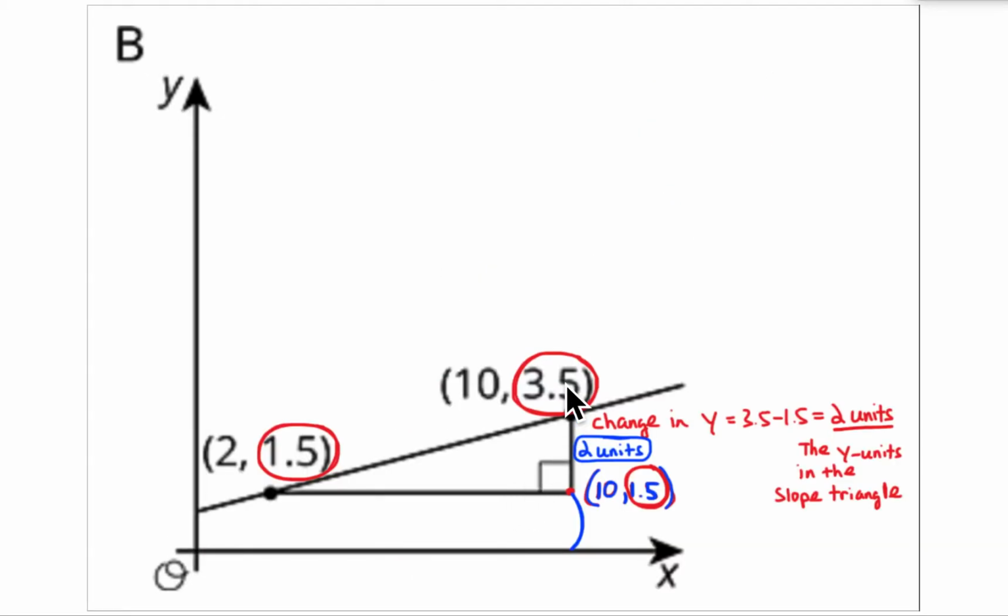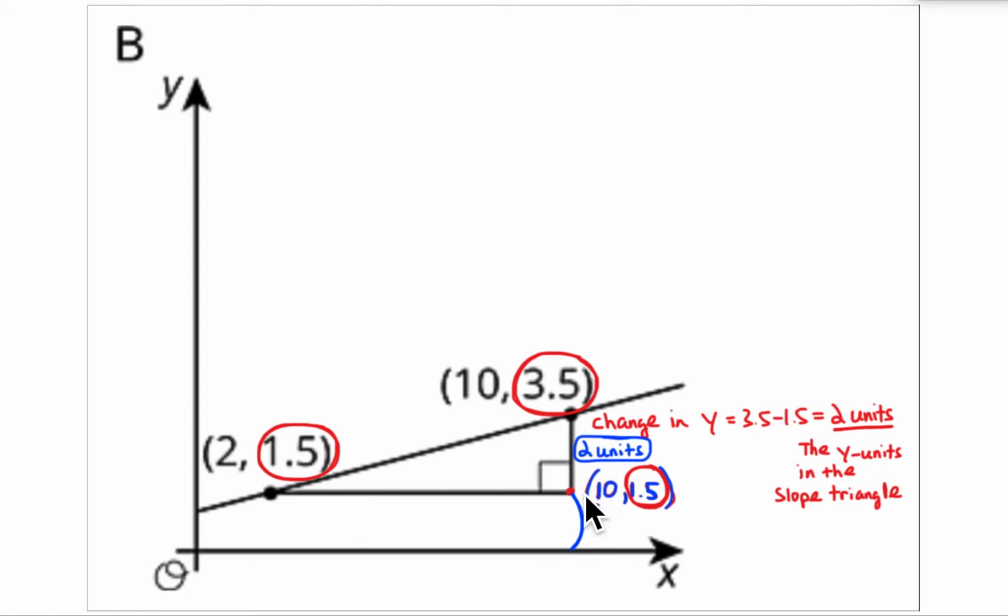All right, so B. Now we're going to reduce the drawings a little bit and just look at what's going on. So the change in y, how much is this direction changing? It's changing 3.5 units minus 1.5 units. So this is going up how far? It's going up 2 units. This length is 2 units.